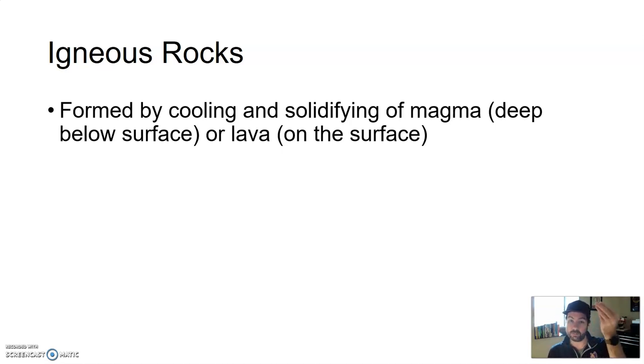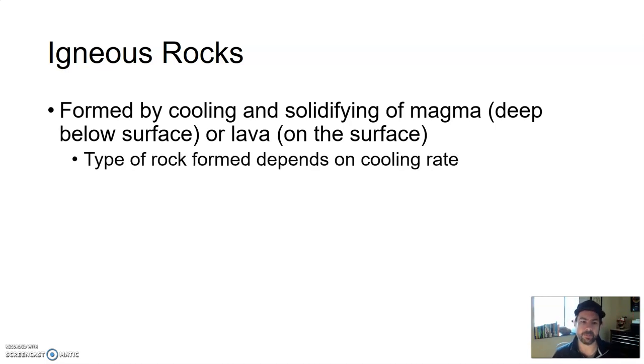If that molten material makes its way to the surface, it's now known as lava, and it cools down. That would create an extrusive igneous rock. And they are a little bit different, because the type of igneous rock that forms depends on the cooling rate, how fast something cools.